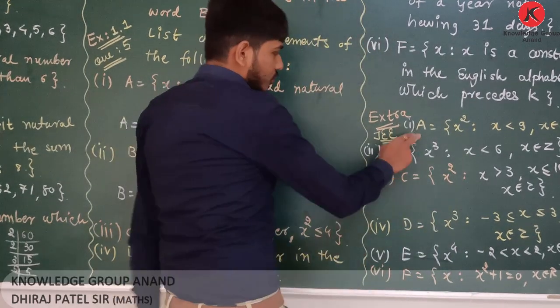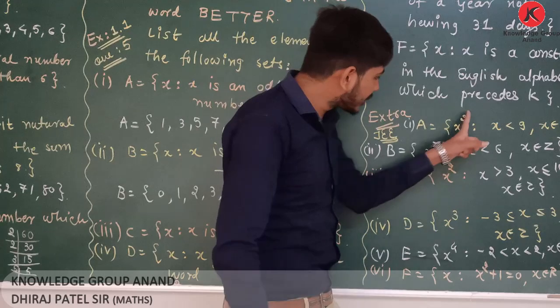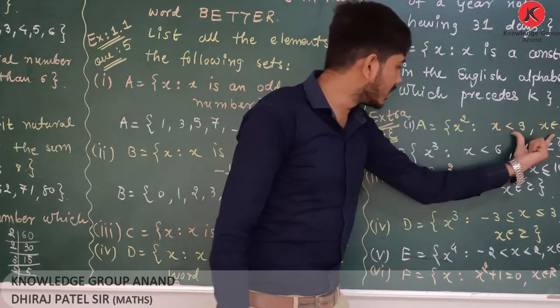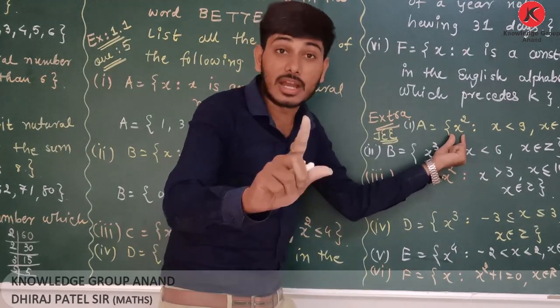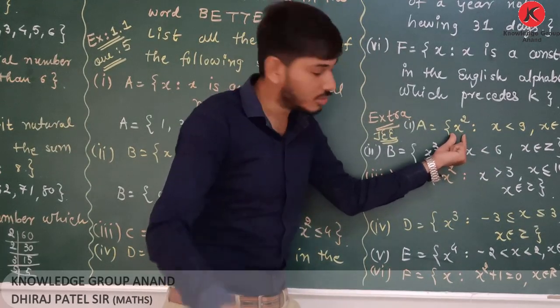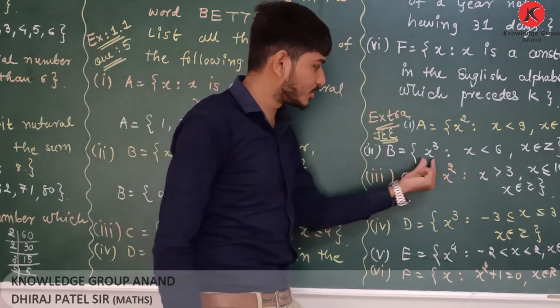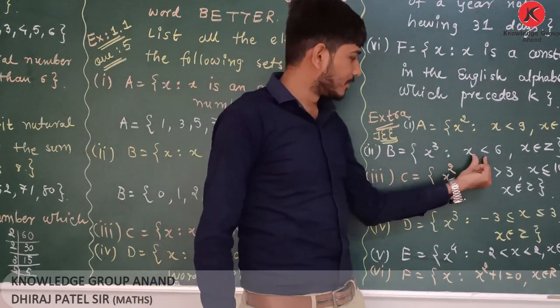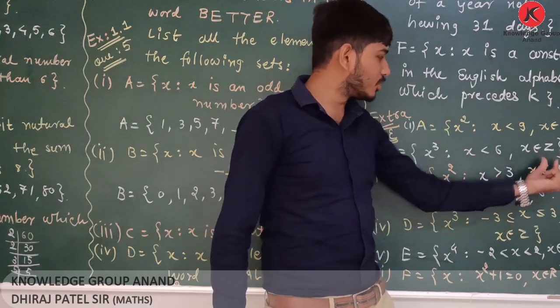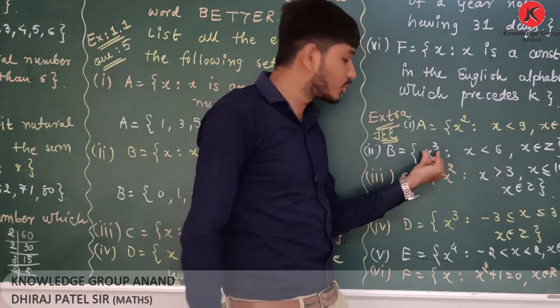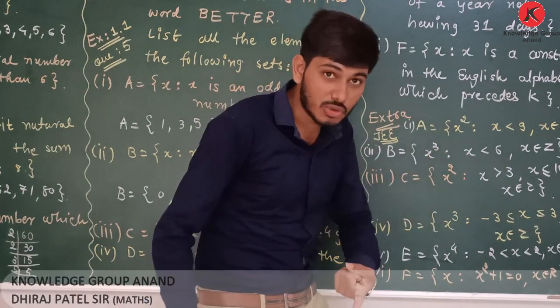Okay, clear? The first one is A equals to x square such that x less than 9, x belongs to N. There are two conditions and you have to write x square, not x. Now set B equals to x cube such that x less than 6, x belongs to Z. But these two conditions are there and you have to write x cube, not x. This is the hint. Okay.